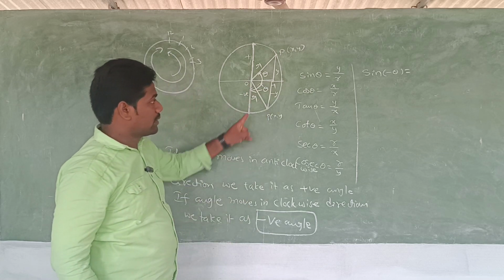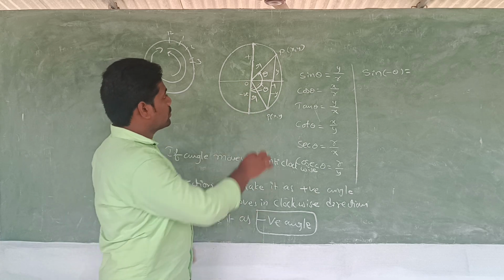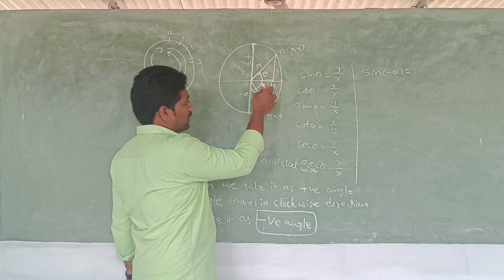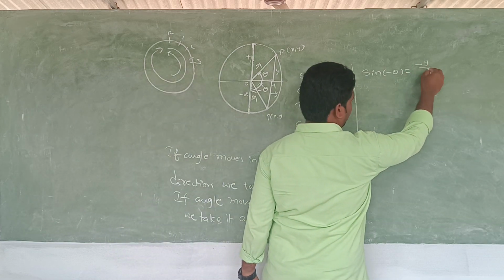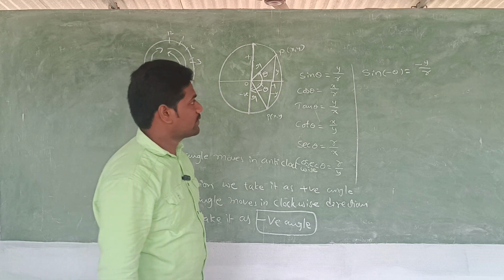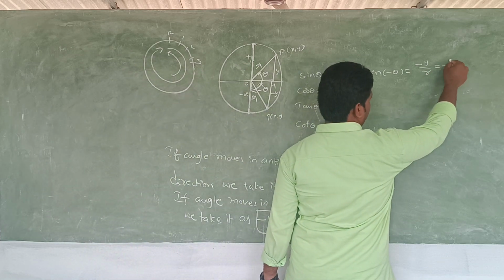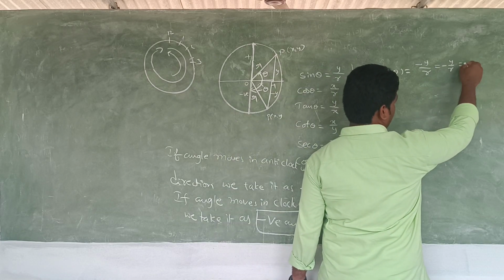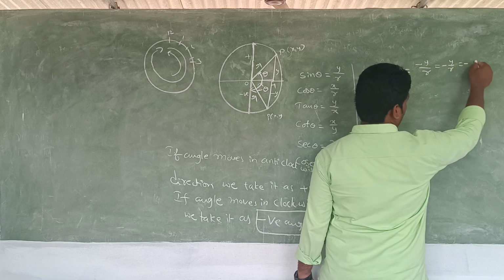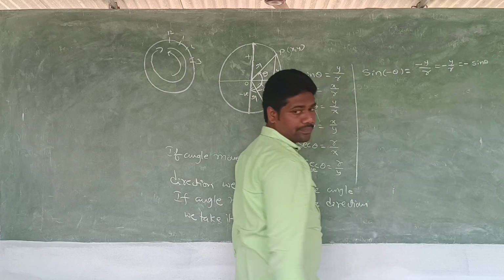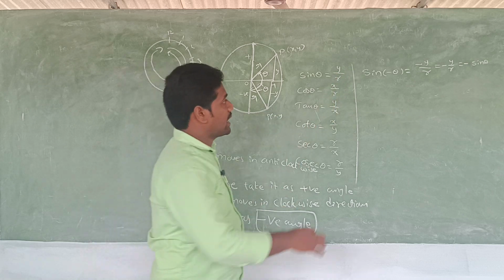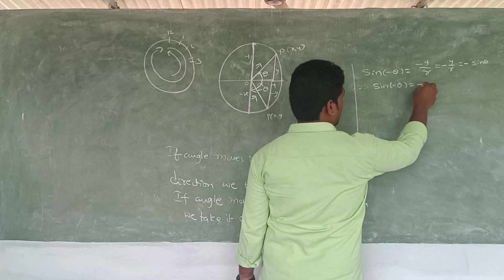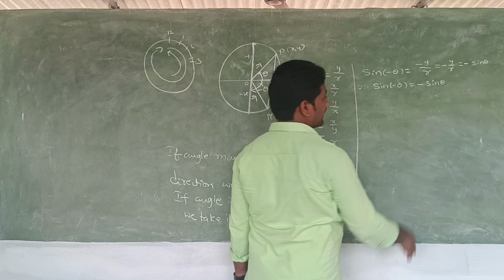This is the radius r. So now the angle is here, minus theta. Sin of minus theta is equal to opposite side by hypotenuse. That means minus y by r. This is equal to minus of y by r. And y by r is sin theta. Therefore, sin of minus theta is equal to minus sin theta.